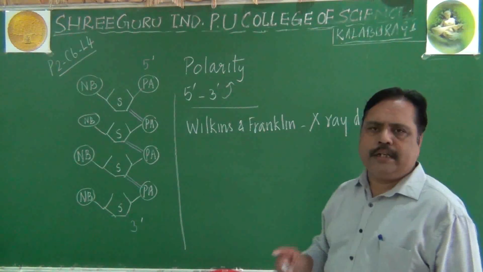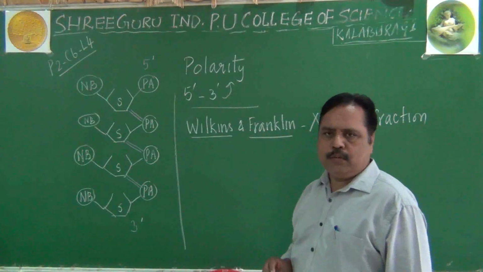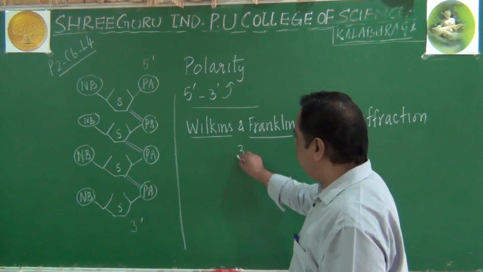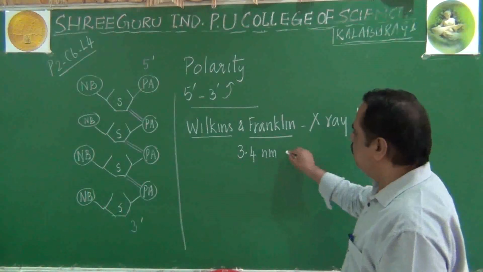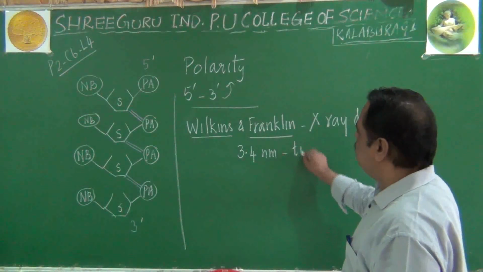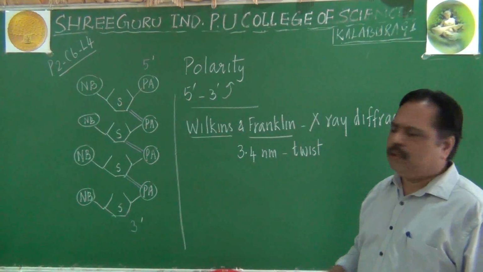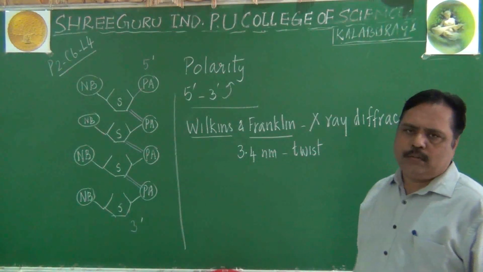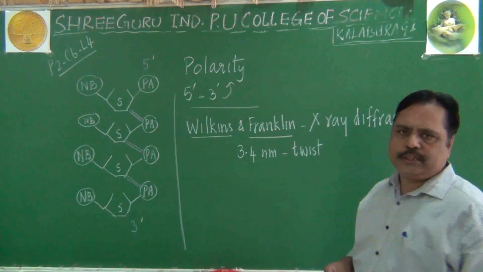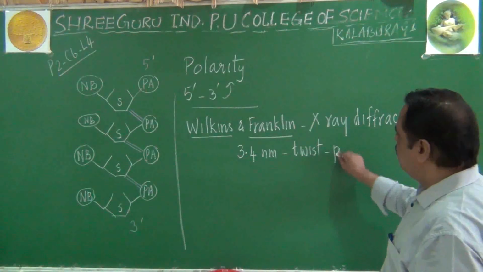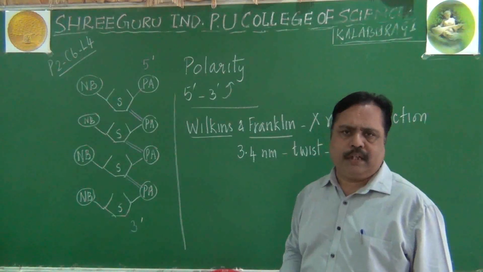points regarding DNA. What does that mean? In every DNA molecule, for every 3.4 nanometer distance, it will produce a complete twist. One complete twist will be made by the DNA molecule for every 3.4 nanometer. This complete twist refers to a 360-degree rotation. So it can otherwise be called the pitch of the DNA. DNA pitch, it can be called.